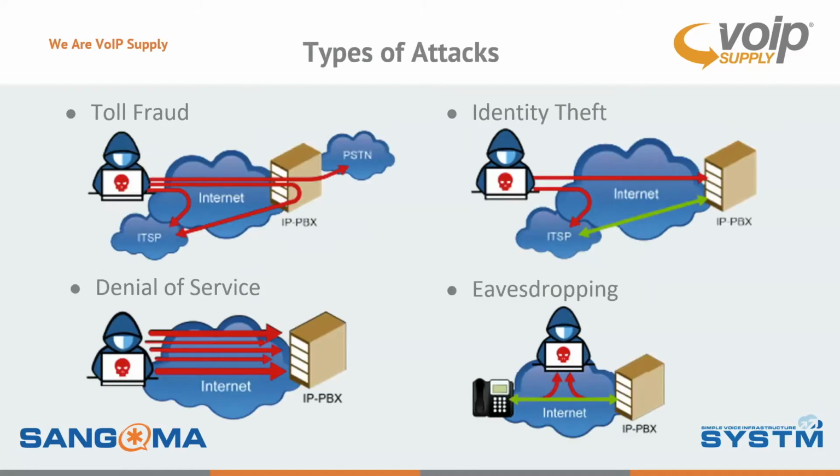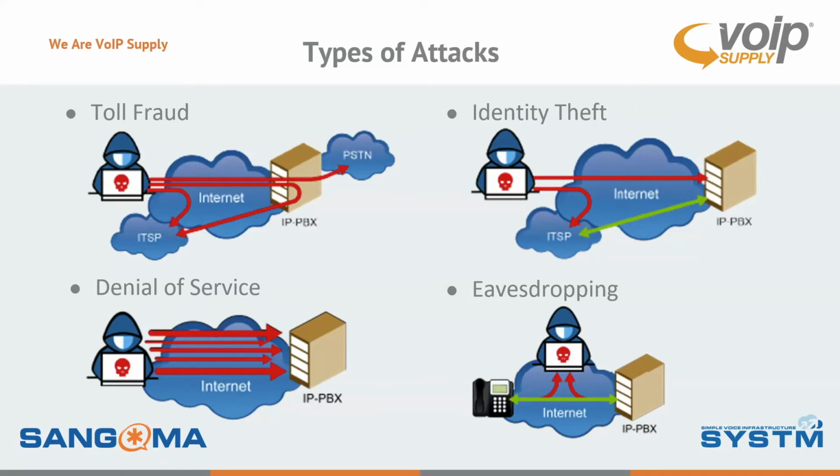So we have to first understand the types of attacks. What are we trying to protect ourselves against in the first place? So it's a good understanding. And here are just some common ones. Not all of them, there are plenty more, but I just want to give you an idea of some common types of attacks that we're trying to prevent. The most common one, toll fraud.